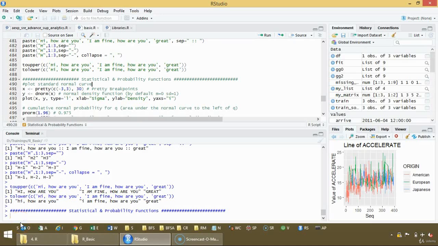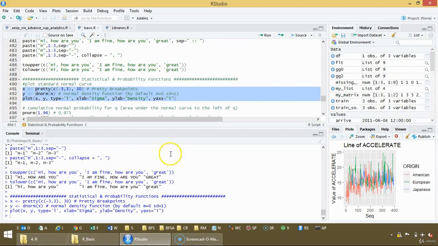Welcome back. Now let us learn statistical and probability functions. First, let us plot the standard normal curve. I hope you recollect this concept from your statistics course, and I hope you know what the standard normal curve is. So let us plot it, then I'll explain. I'm running from line number 491 to 493.